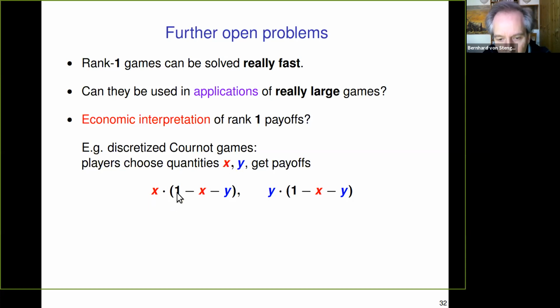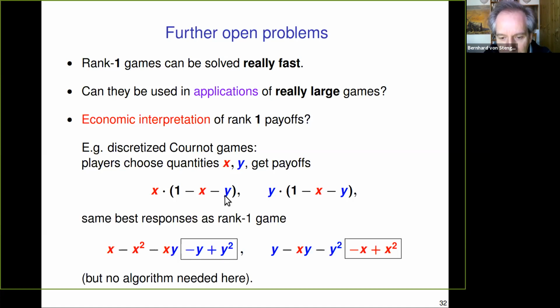This is the quantity you produce. This is the price you can get, 1 minus x minus y. This is a rank 1 game because you can add some constants. So if you discretize it, it's a rank 1 game because you can add some constants to the row, to the columns of the row player, to the columns of the column player. And if you add this up, you are remaining with the x times y rank 1 component. But this is a game with unique equilibrium. You don't need an algorithm.